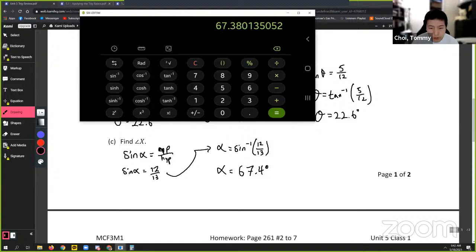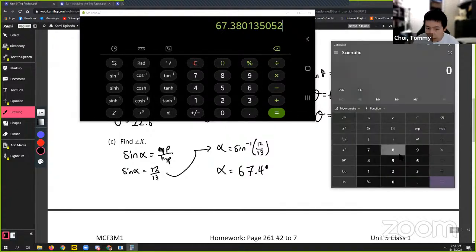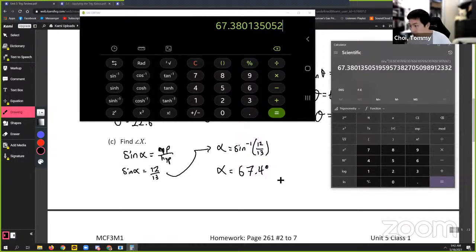And on iPhone calculators, 12 divided by 13 equals, second function, sine inverse, 67.4. So we get the exact same answer, which is what we want. So make sure you try this question here, type it in correctly, make sure you get the right answer so that we may move on to the next question, section here.